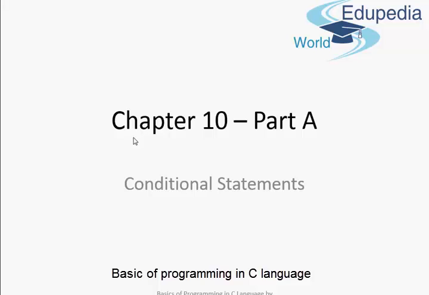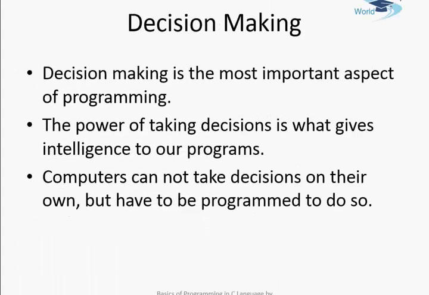This is chapter 10 part A of the course Basics of Programming in C language, and in this chapter we are going to understand something about the conditional statements. Now, what is a conditional statement? We will learn. The first step towards learning what a conditional statement is, is learning about decision making. So what is decision making?